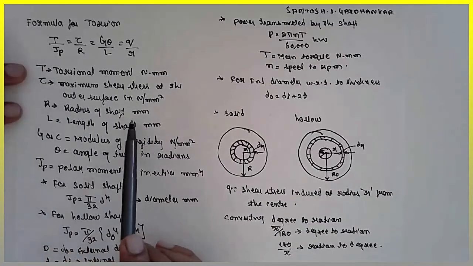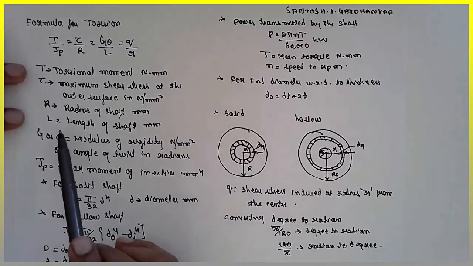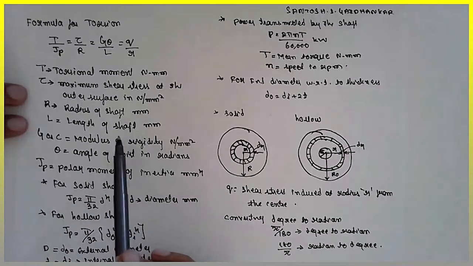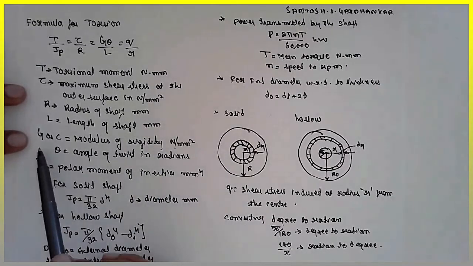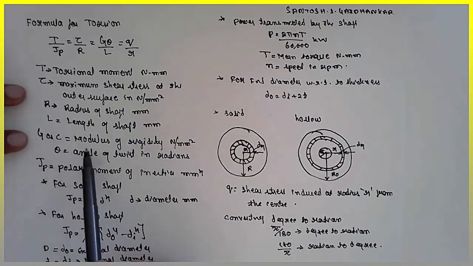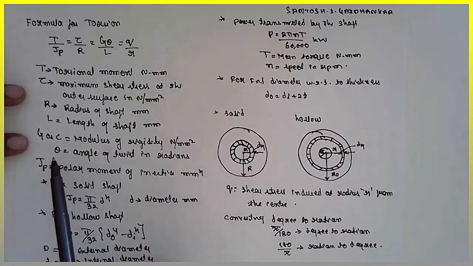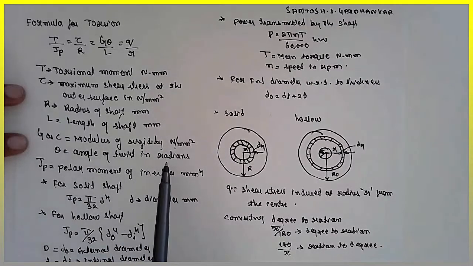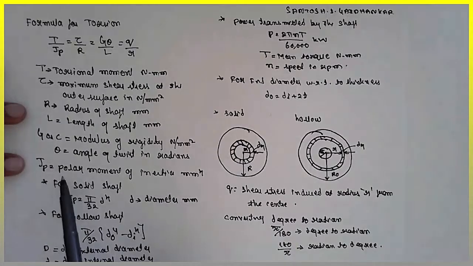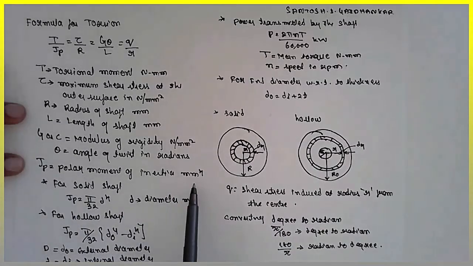R is the radius of the shaft in terms of mm, and L is the length of the shaft in terms of mm. G or C we call the modulus of rigidity, which has to be expressed in terms of Newton per mm square. Theta is the angle of twist in terms of radian. Jp, the polar moment of inertia, has to be expressed in terms of mm raised to 4.